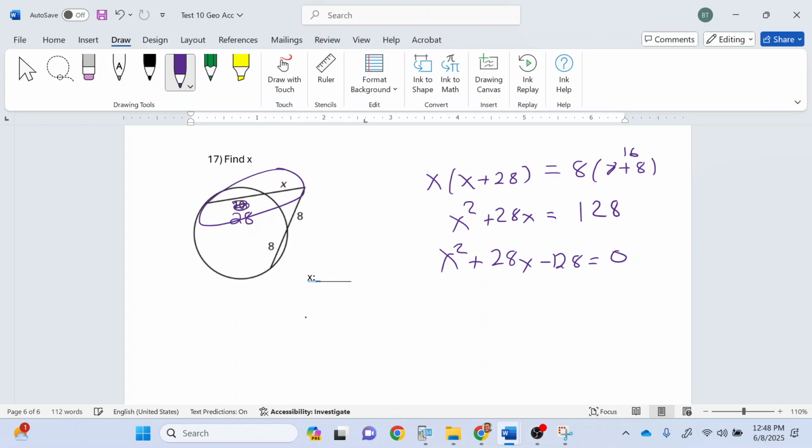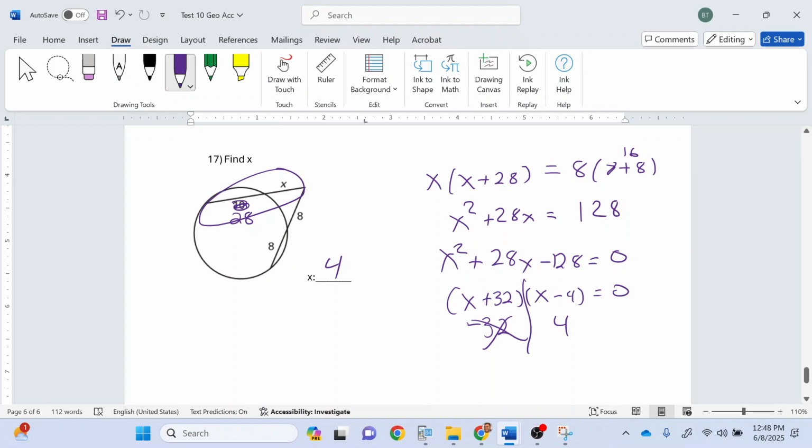And then I need things that multiply to negative 128 that add to 28. In this case, it's going to be x plus 32 and x minus 4 equals 0. Split and solve, you get negative 32 and positive 4. Negative 32 does not make sense as an answer because you can't be negative 32 feet tall, so 4 is your answer.